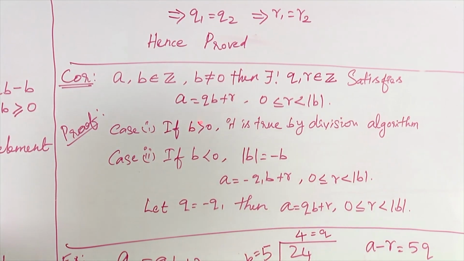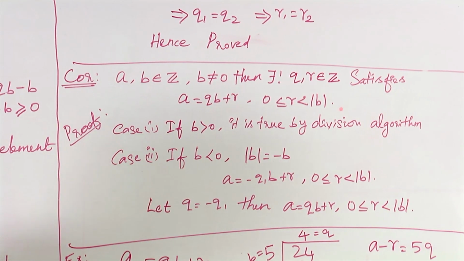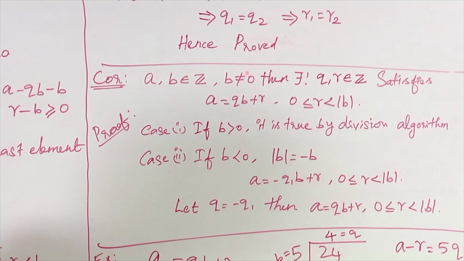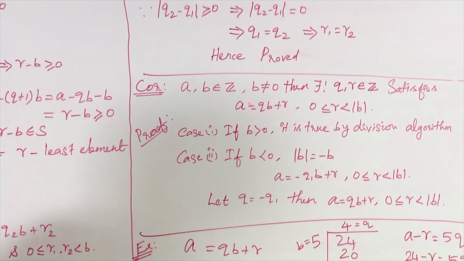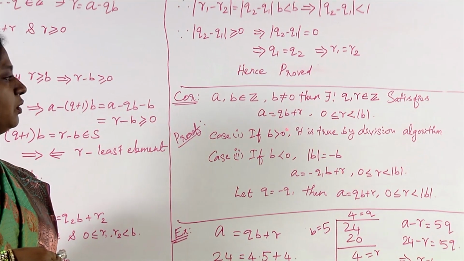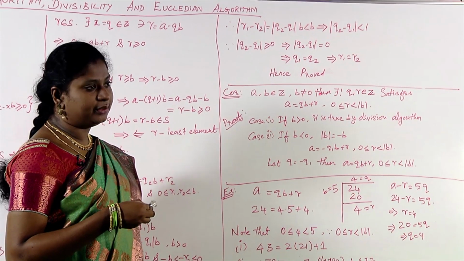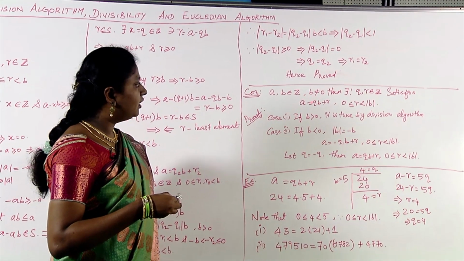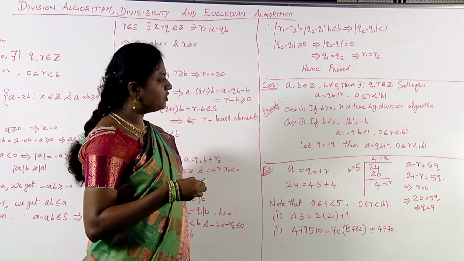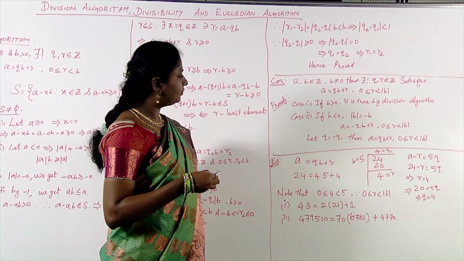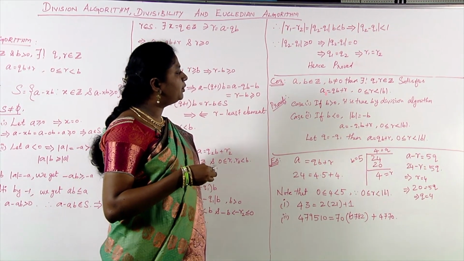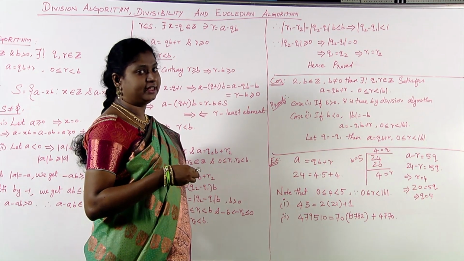The difference between this corollary and the division algorithm is that in the division algorithm we had B to be a positive integer, that is B is greater than 0. Now we are not restricting B, we are allowing B to take negative integers also. You have to note that B should not be equal to 0. So we are going to prove this corollary in two different cases.